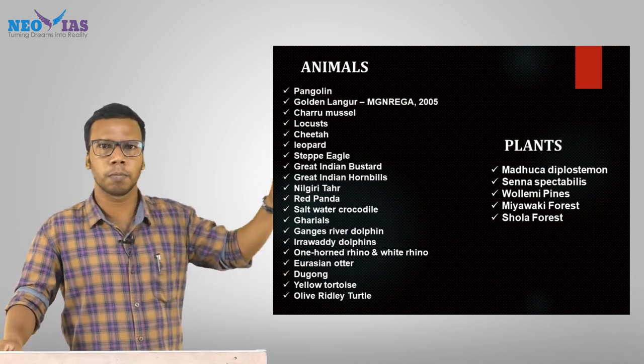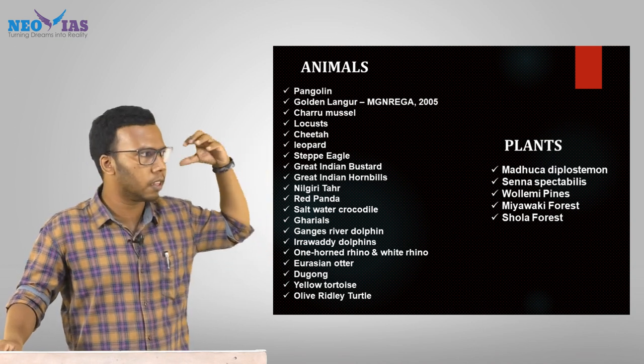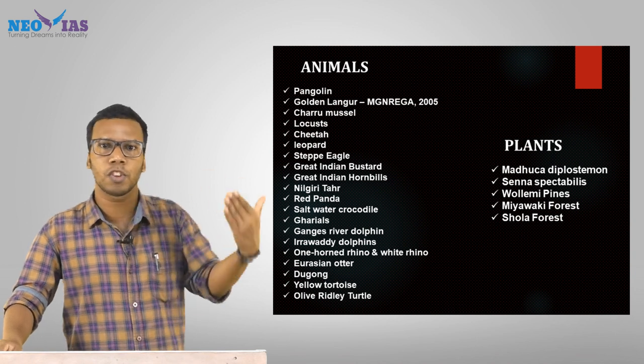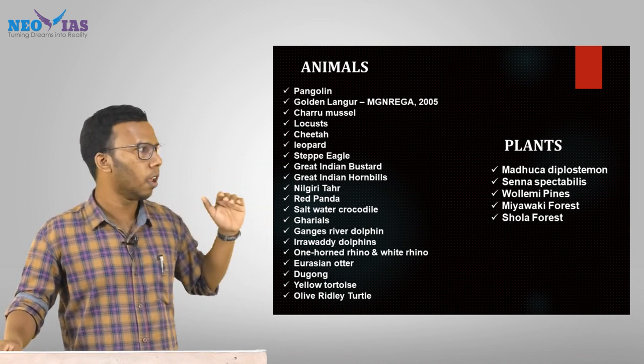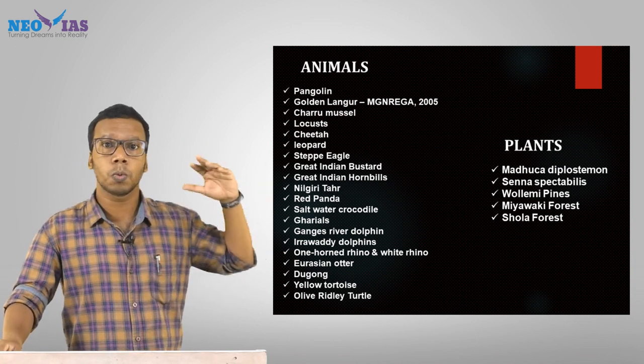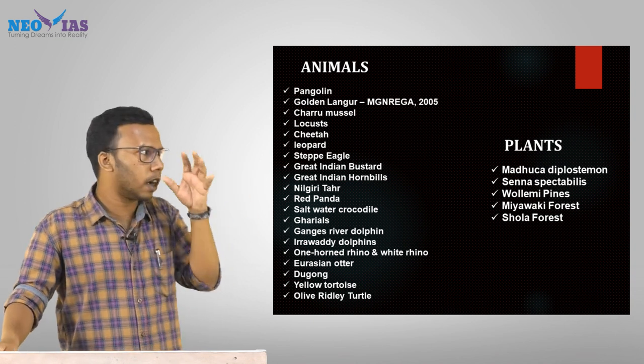The great Indian bustard is having some special feature. It is mainly affected, or it is facing mainly the threat due to the noise pollution. Okay, so you need to know how the noise pollution is affecting the great Indian bustard, right? Now another animal is red panda. So recent studies show that there are two types of red pandas residing in the northeast. Okay, so that's why the red panda was in news.